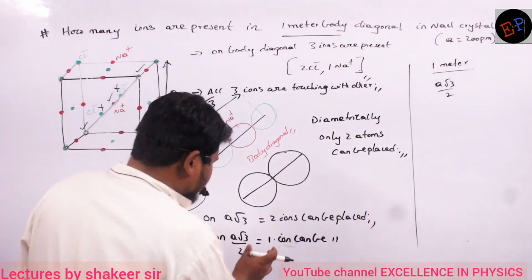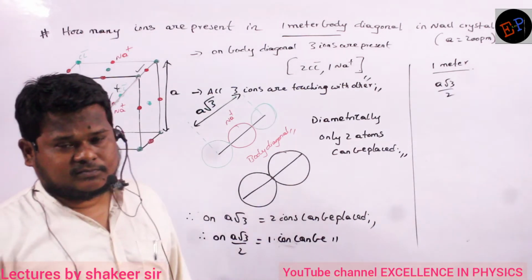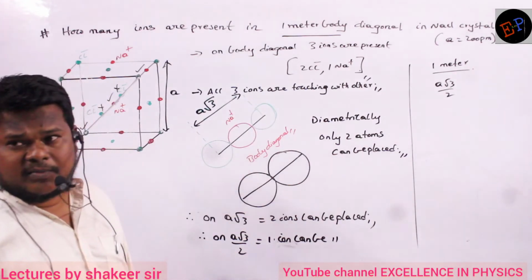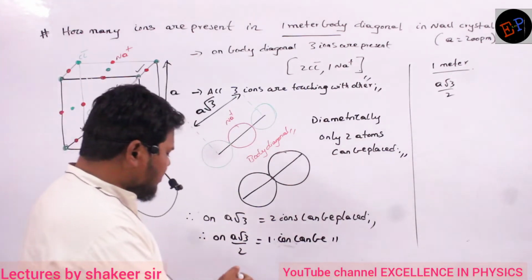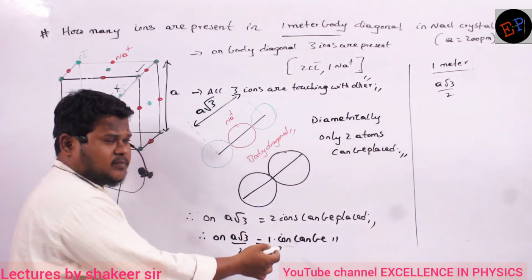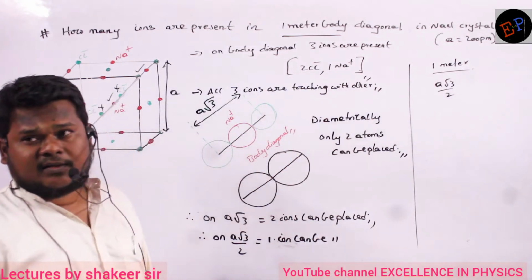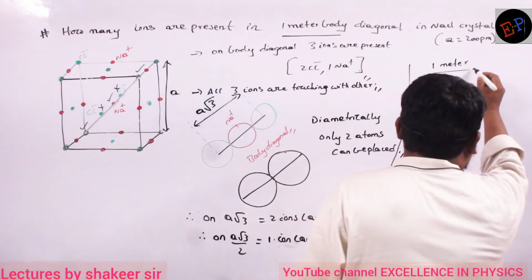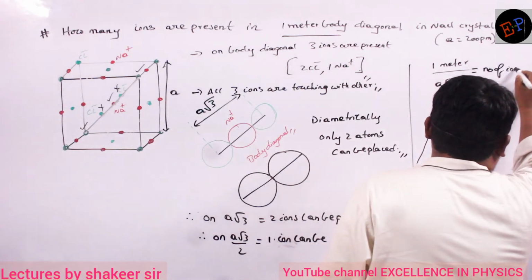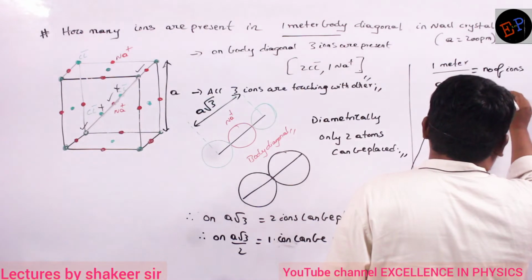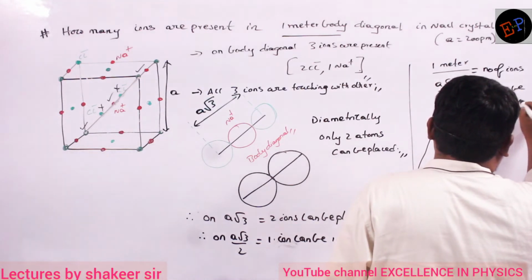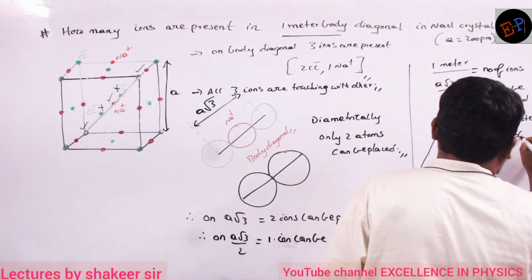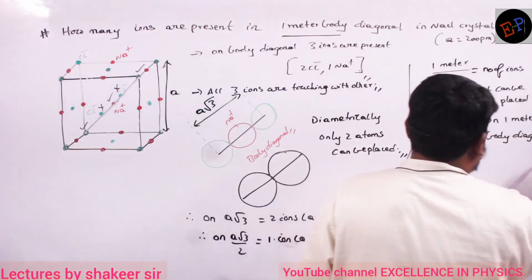What do we get if we divide 1 meter by this value? In that 1 meter, how many A root 3 by 2s are present? And what is meant by A root 3 by 2? Length of 1 ion. So 1 meter by A root 3 by 2 gives the number of ions which can be placed on the body diagonal. Are you able to understand? This will give the number of ions that can be placed on a 1 meter body diagonal.